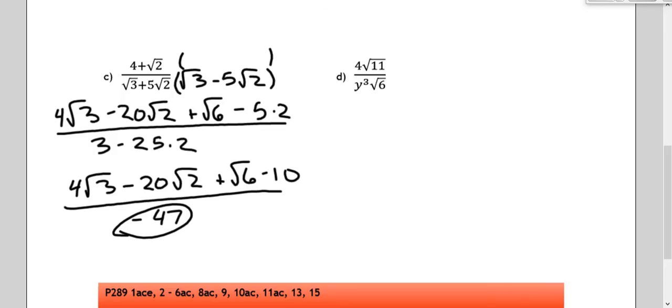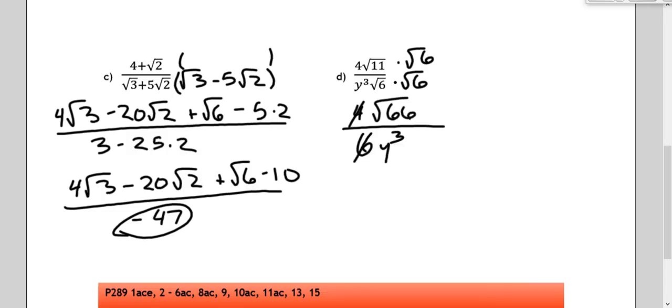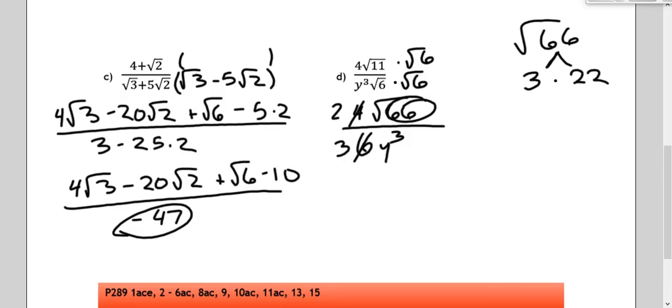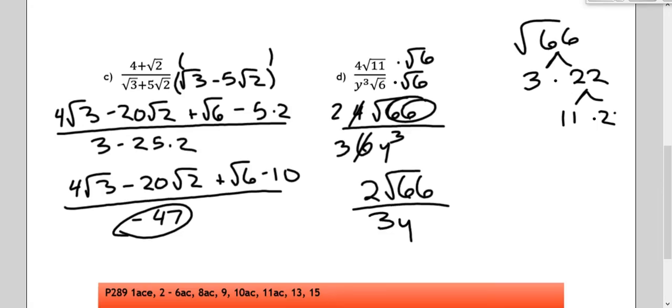Okay, we need to rationalize this denominator. Lucky this one's a lot simpler. It's just root 6. So this gives us 4 root 66 all over 6y cubed. This reduces. This cannot be broken down. This is as far as it goes, and I'll prove it to you. So 66 is just 3 multiplied by 22, which is 11 multiplied by 2. And that means that there are no groups of 2 in there, so we can't simplify it anymore. So this leaves us with 2 root 66 all over 3y cubed.